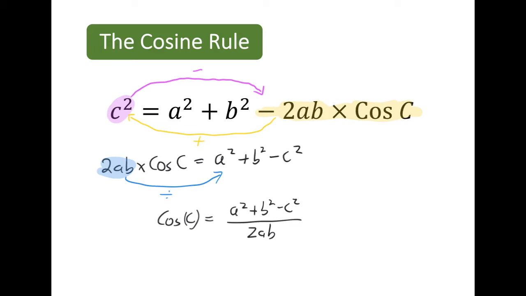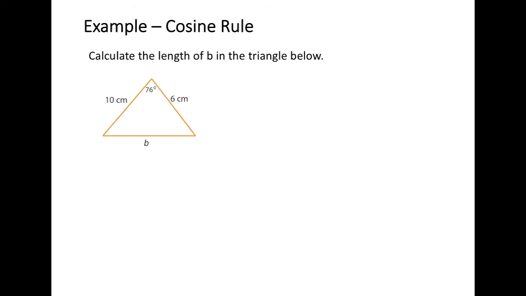On your formula sheet, you will be provided with the standard cosine rule formula, which is the one we started with. You will need to know how to rearrange it to be able to find a missing angle. So let's have a look at an example of how we can apply the cosine rule to find some missing information in a triangle. In this example, we want to find the missing length of side B.